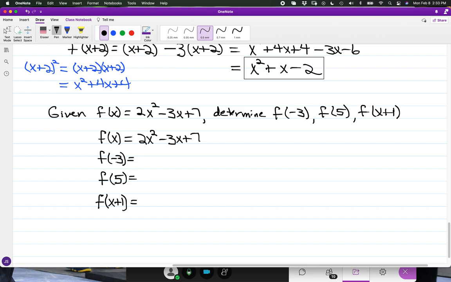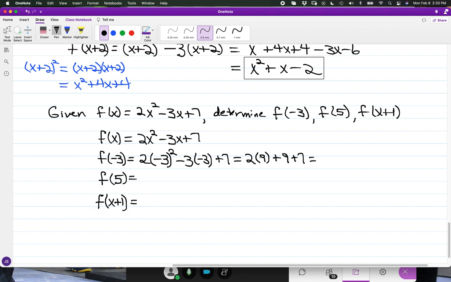So with x at negative 3, your corresponding y value is going to be the result from taking 2 times the square of negative 3, and we have minus 3 times negative 3, followed by the addition of 7. And here we have 2 times, now the square of negative 3 is going to be a positive 9, and we have negative 3 times negative 3 becomes a positive 9, and we have plus 7.